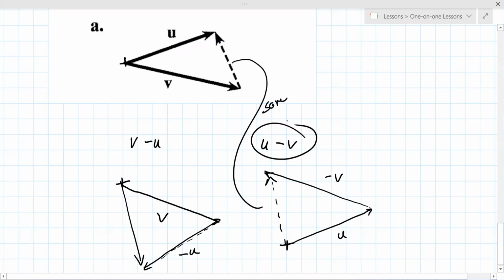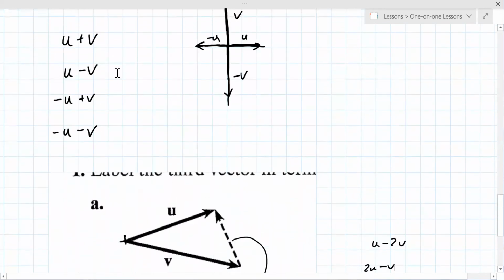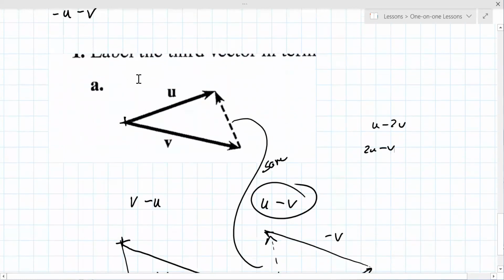Now I should warn you, there could be possibilities like U minus 2V, or 2U minus V, or 2U plus V. You can add numbers to this, but strictly in terms of just 2 vectors, there are only 4 possibilities. These are the 4 possibilities. If this isn't clear, I can give you a short example, or we can move on to the next question. All right, so moving on to question 2.